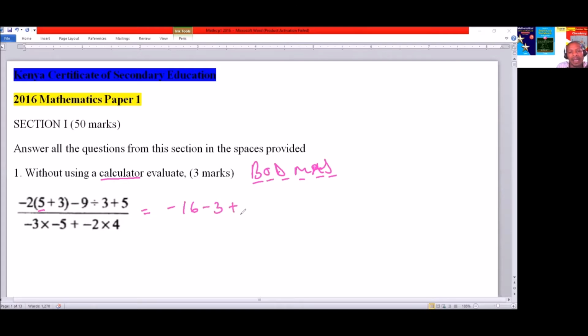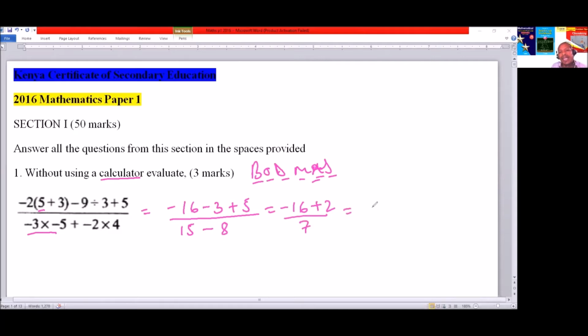Let's say we add 5. In the denominator, we don't have brackets, we don't have of, we don't have division, so we have multiplication. We multiply minus 3 times minus 5, and that gives positive 15. Then you have minus 2 times 4, that gives minus 8. Minus and plus and minus will give you minus, so this is minus 8. Then we come to addition. We can add minus 3 plus 5, that gives 2, so the numerator is minus 16 plus 2. In the denominator, you get 15 minus 8, that gives you 7.